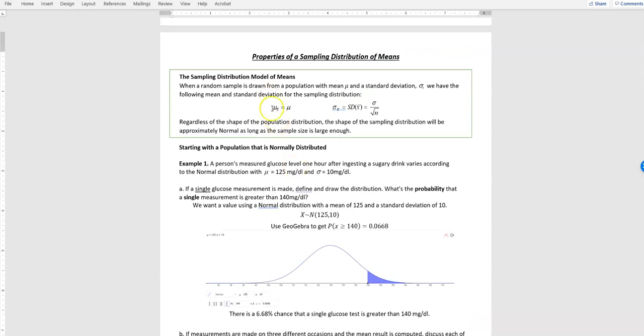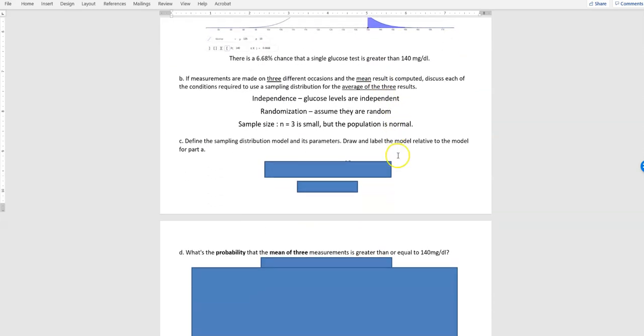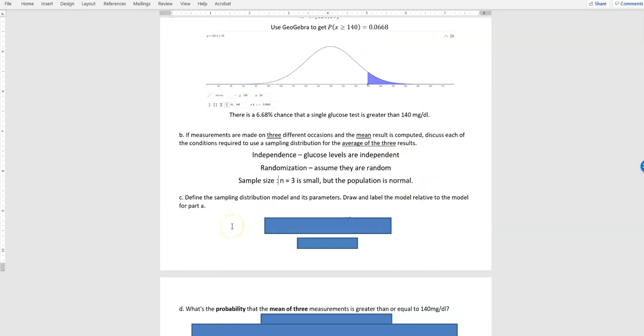Remember from up here that the means are going to be the same, but we are going to have a different standard deviation, because we're really changing the standard deviation when we're looking at more than one thing. So we have 125 because that matches our last mean. And then to find the standard deviation of the means, we take the standard deviation of the population and divide by the square root of our sample size, which is 3. Our standard deviation was 10, and that's how we get 5.7735.